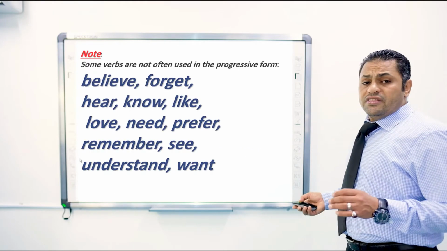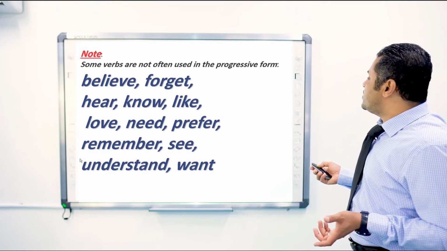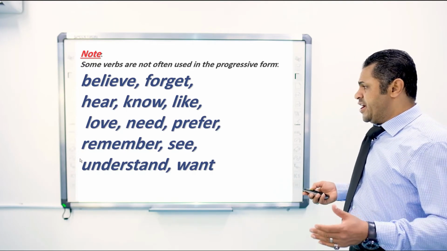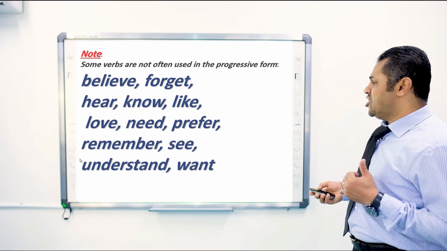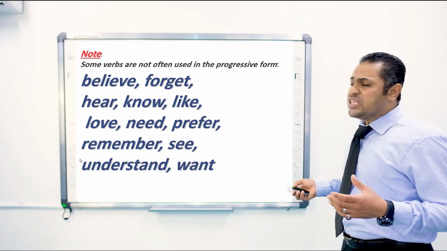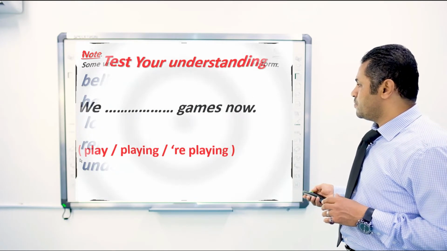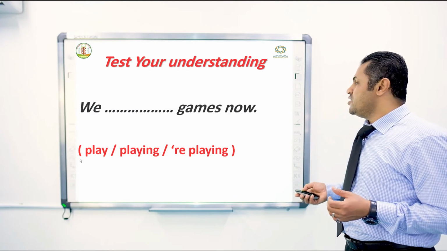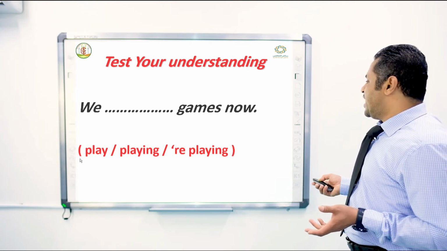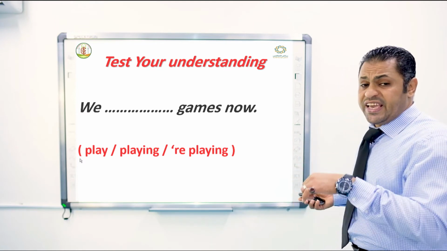Now, there is a very important note: some verbs aren't often used in the progressive form, such as believe, forget, hear, know, like, love, need, prefer, remember, see, understand, and want. These verbs can't be used in the progressive form. This is your information related to the present progressive.